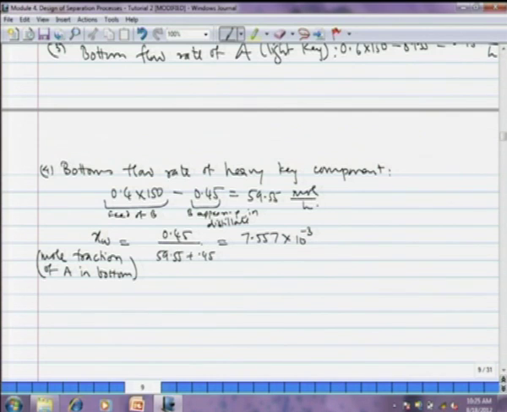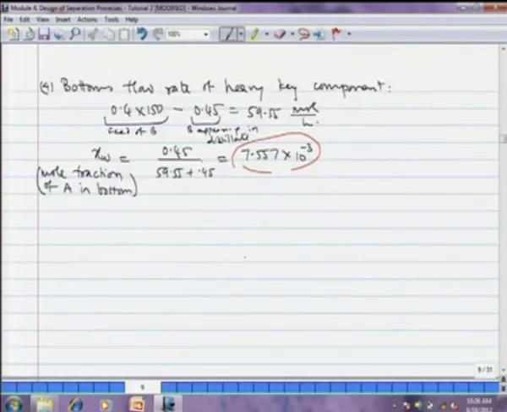The mole fraction of A in bottom can then be calculated as XW is equal to 0.45, the amount of A in bottom, divided by the total bottom flow rate 59.55 plus 0.45, and then XW, that is the mole fraction of more volatile component in bottom, comes out to be 7.557 into 10 to power minus 3. So, this way we have done the basic material balance across the column.